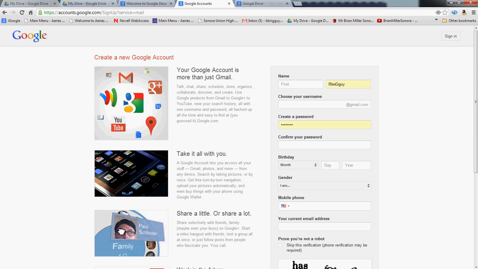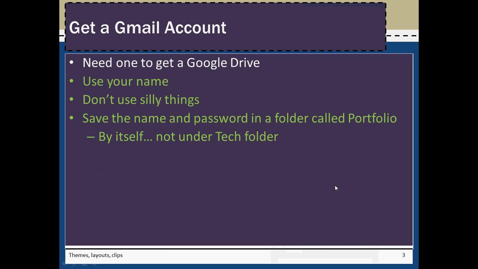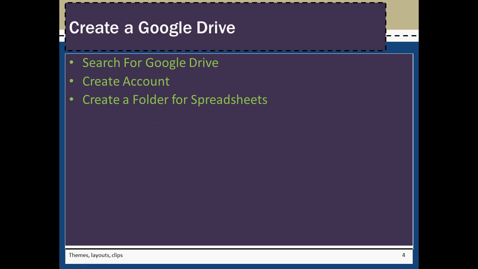All right, so let's go back to the PowerPoint slideshow and see what is next. So when you get back to school, you're going to save the name and password in a folder called Portfolio, and that folder Portfolio is going to be right in your folder with your name on it, right by itself. It's not even going to be under Tech, because it's going to be something that you hopefully use throughout your high school career. It's not going to be just part of Tech.